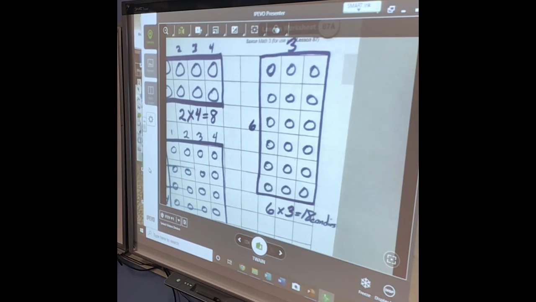I hope you all have been making your flashcards and have been practicing them. You're supposed to practice them 3 times a day. All right, good job, boys and girls. Have fun working on your math.